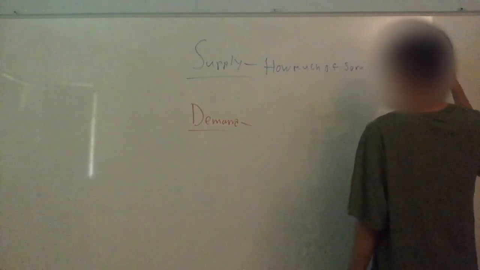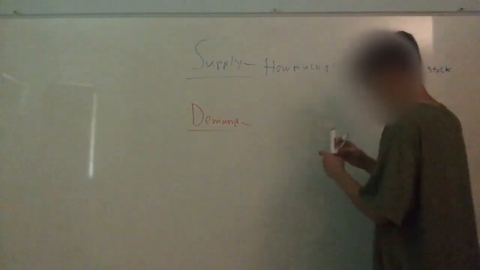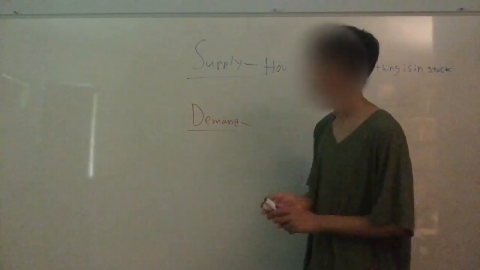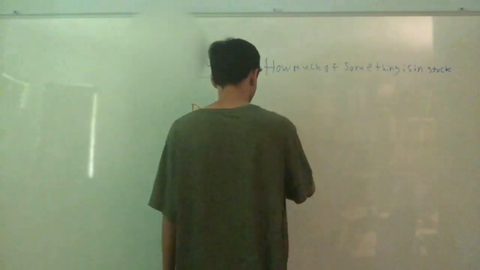So supply is basically how much of something is in stock. Let's say any good or service, canned corn, car washes, dogs, anything that you can buy, how much of it is on the shelves for consumers. And demand is the consumer demand for it.